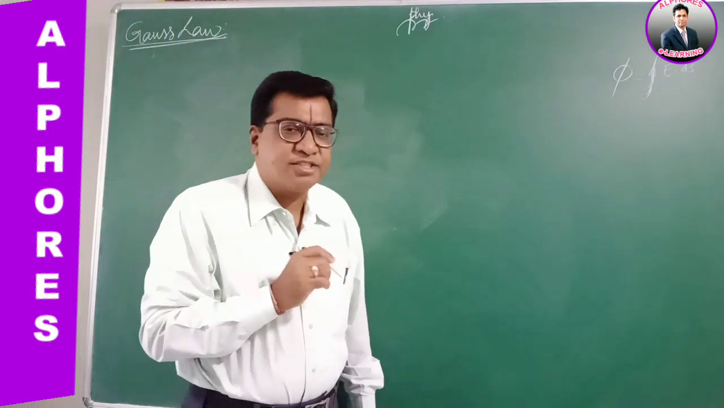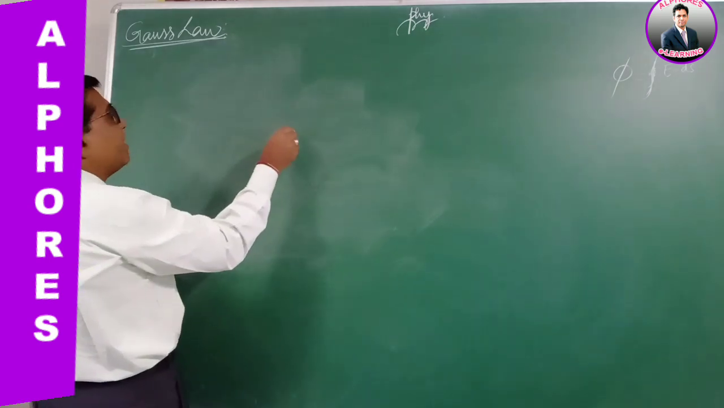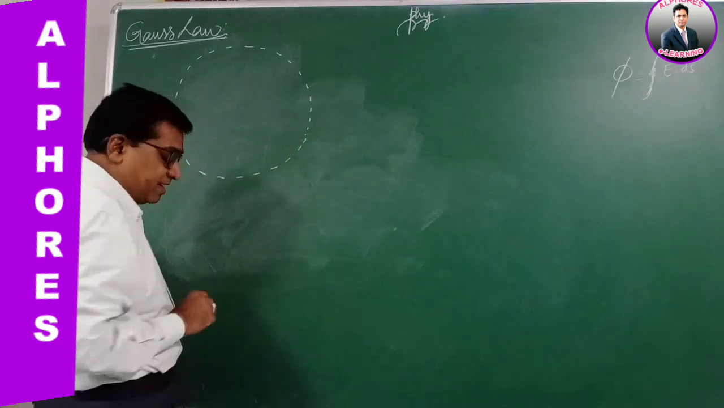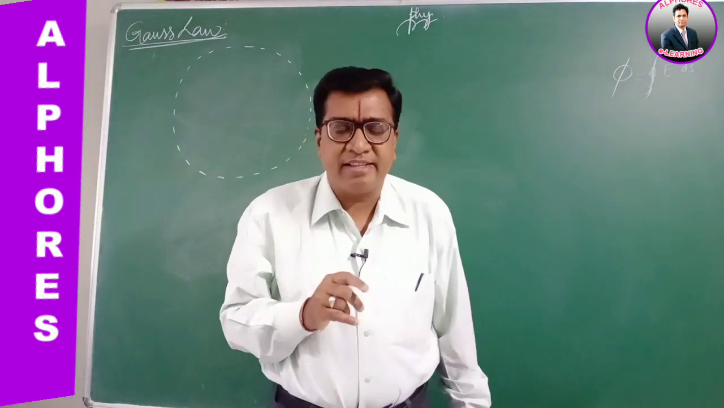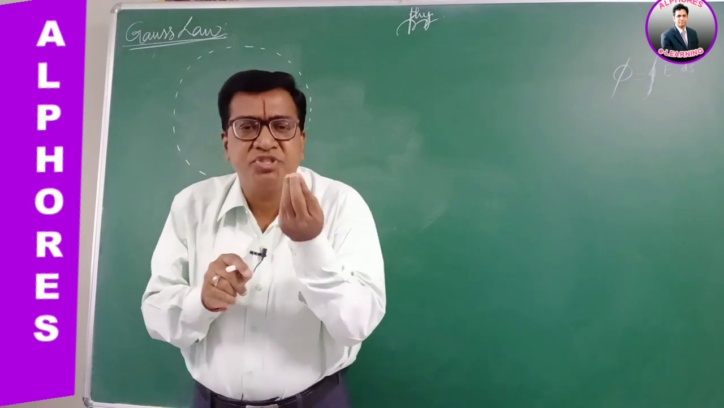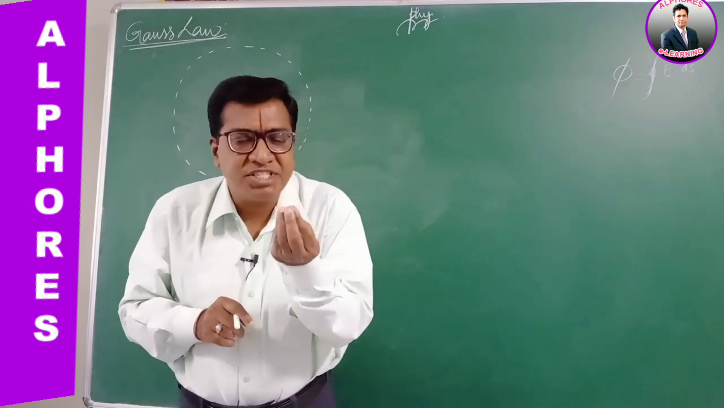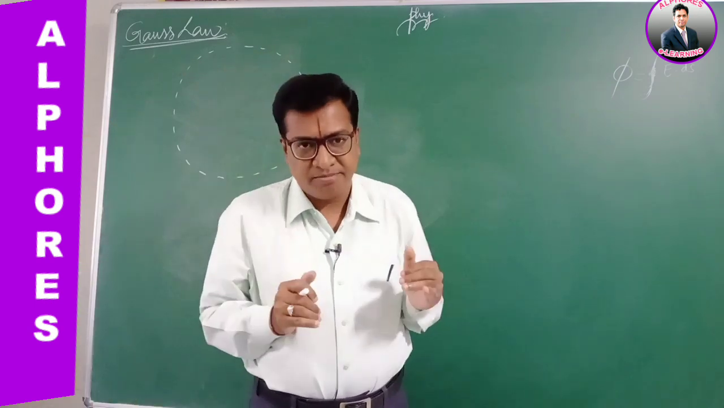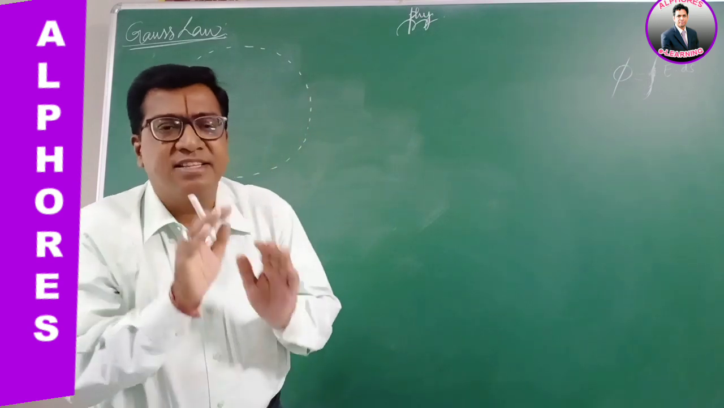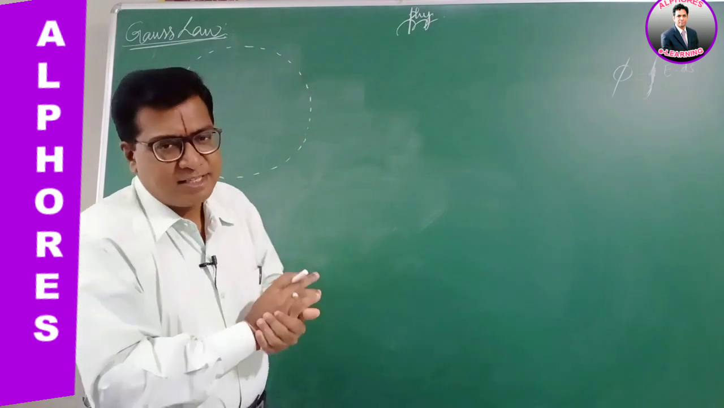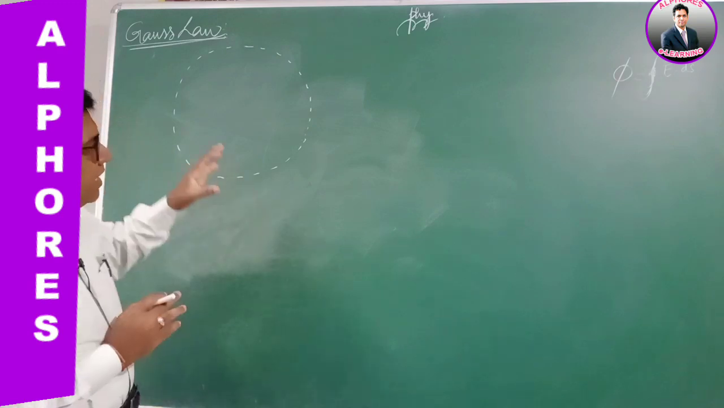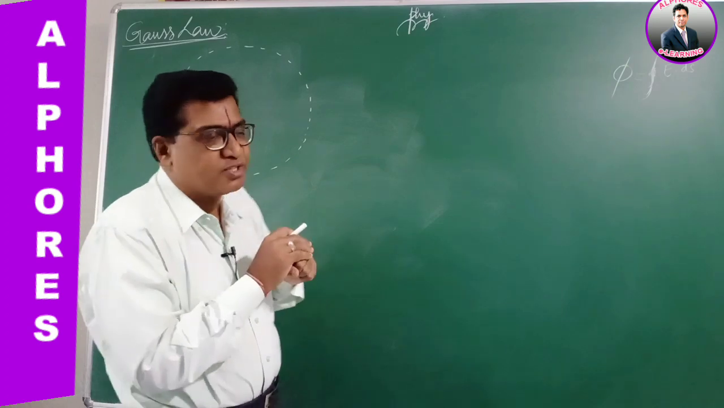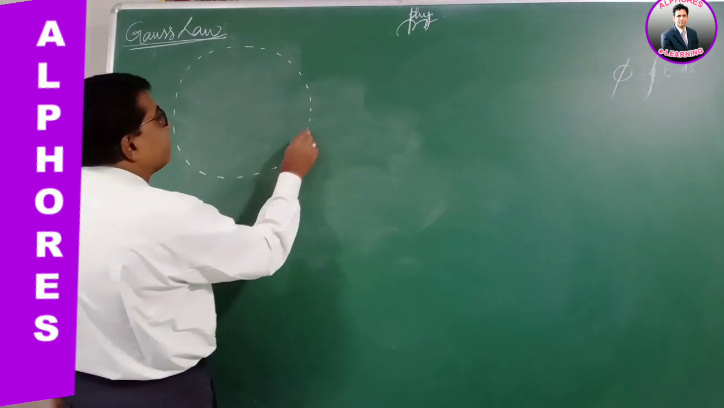Gauss first asks you to imagine a surface, an imaginary surface. It need not be a sphere or the like; it is based on the type of charge you consider. If it is a spherical charge, imagine a symmetrical spherical surface over it. If it is a linear charge, imagine a cylindrical Gaussian surface over it. First imagine a Gaussian surface, an imaginary surface over which we are going to measure the flux.